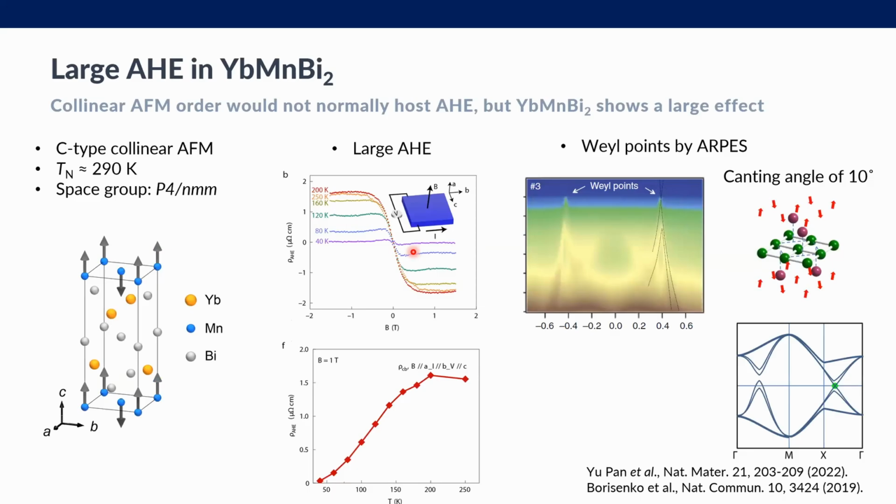So now let's look at the specific puzzle in the ytterbium compound. It is reported to be a C-type collinear antiferromagnet with a Néel temperature of about 290 Kelvin. And its space group does not break the inversion symmetry.